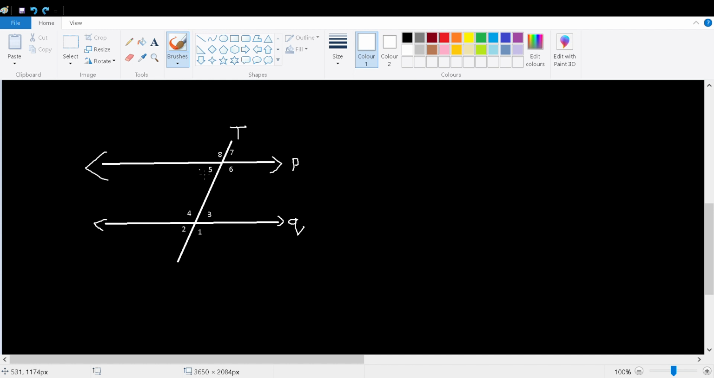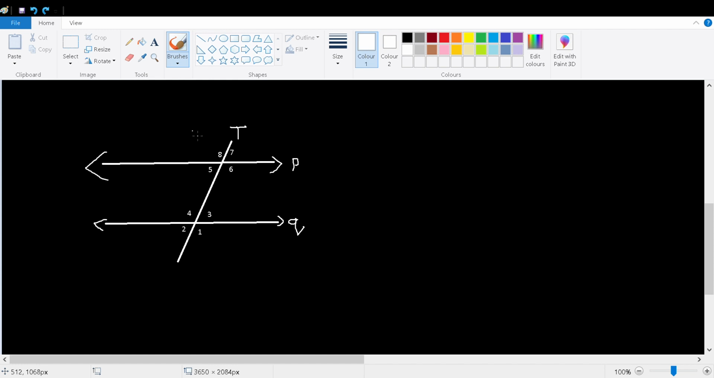Now, again, the main thing to remember about same side interior angles is that they are supplementary. So angle 6 plus angle 3 is equal to 180 degrees. Yes, I know my handwriting is terrible, but I'm just trying to prove a point. So angles 6 and 3 equal 180 degrees. Angles 5 and 4 are also equal to 180 degrees as well. That's for same side interior angles.